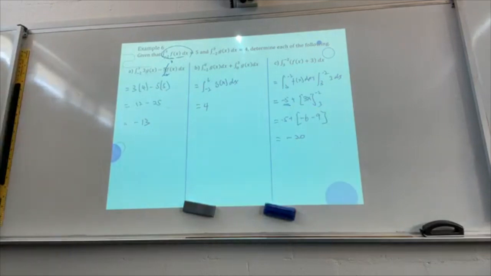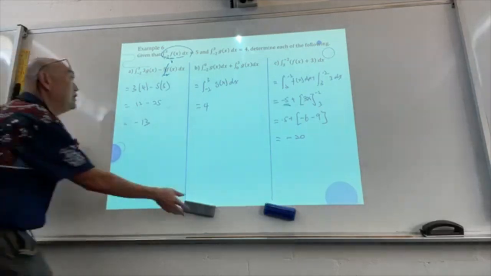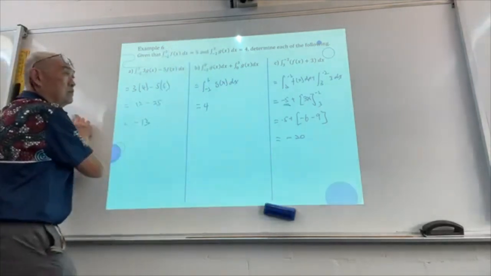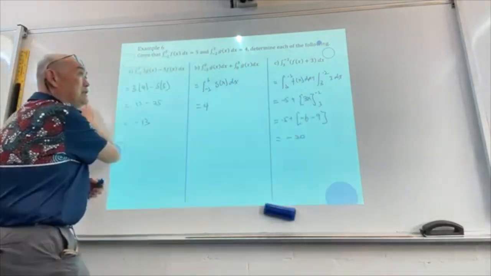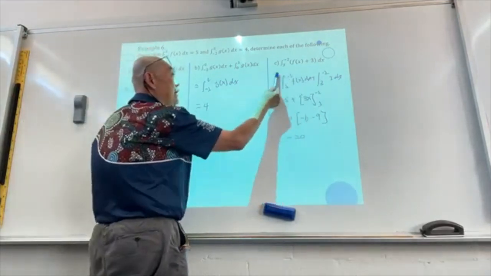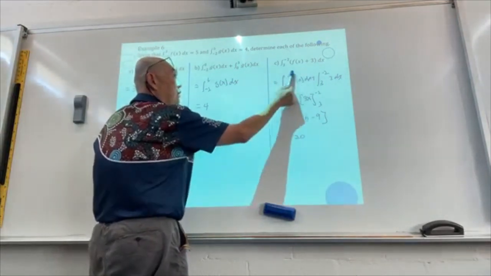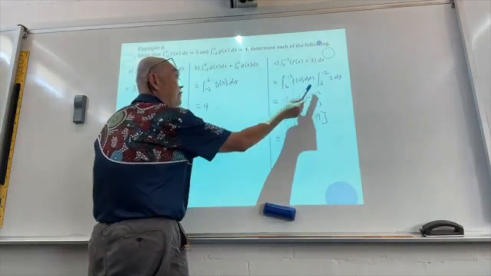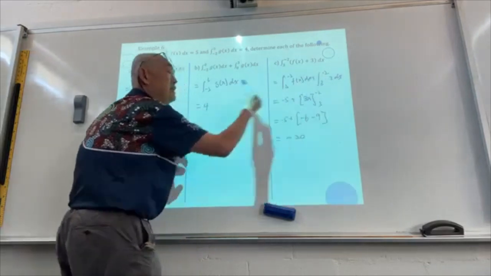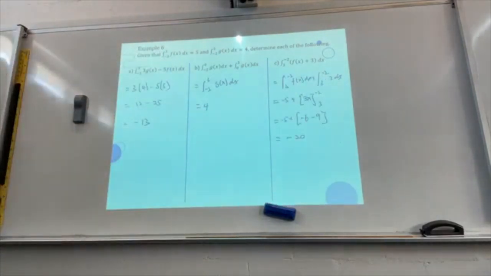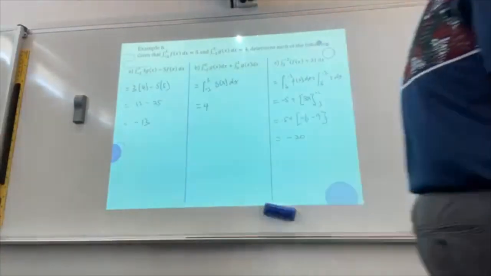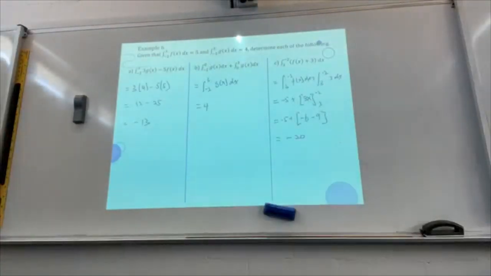Got it? Okay? So this is how you actually use all the properties. The property here is, I know that there's a change in bounds, so it's negative. And that one, I can just integrate that way, that's all. Not an issue at all. So integrating that way is just 3x. Integrating 3 is 3x.